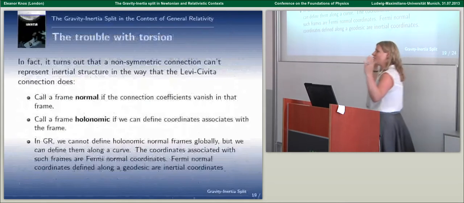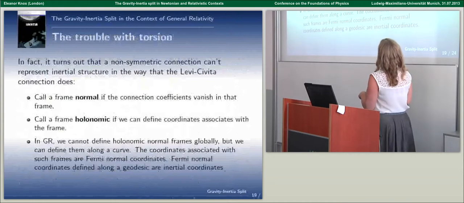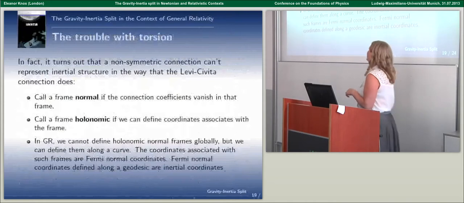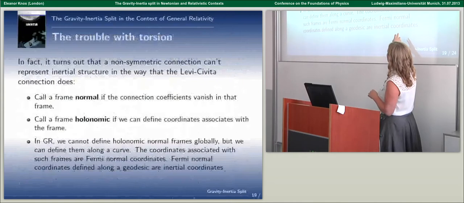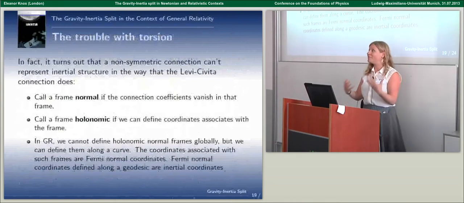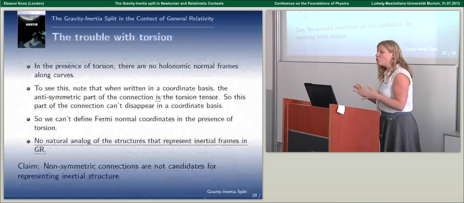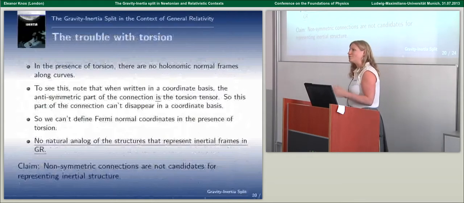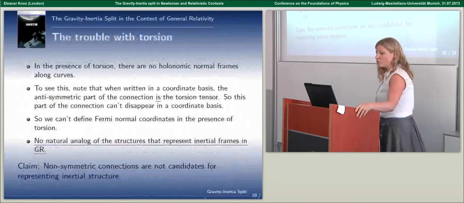We don't have global inertial frames. We do have local inertial frames. We can define them along a curve. And the coordinates associated with those kinds of frames are Fermi normal coordinates. And Fermi normal coordinates defined along a geodesic are exactly what we think of as inertial coordinates in GR. So we have this special class of coordinates in GR that have a special relationship to our connection. And in the presence of torsion, there just are no holonomic normal frames along a curve. We cannot do this trick along a geodesic in the presence of torsion.